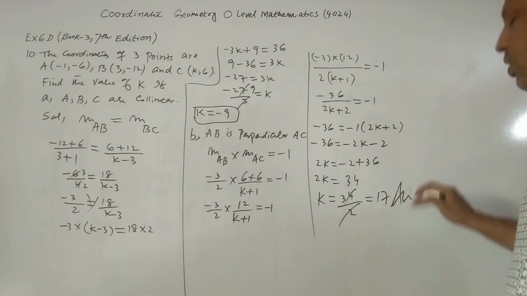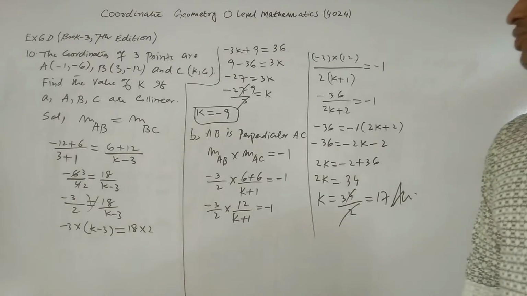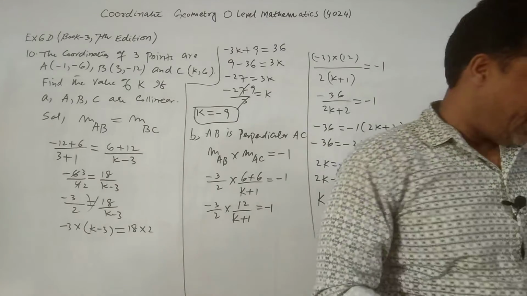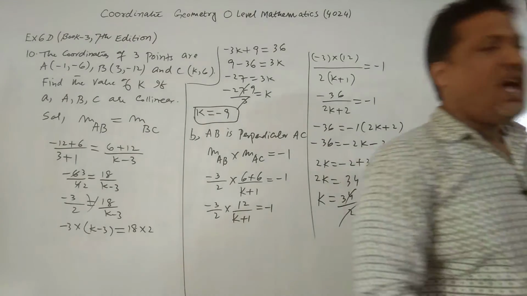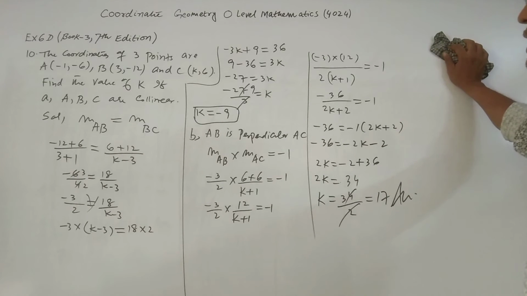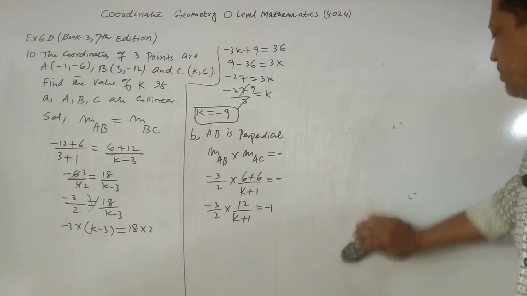So the answer for the value of k is 17, and in part A the value of k is -9. This is question number 10. Very easy question. Now let's have a look at question number 11. This is very easy as compared to question number 9.